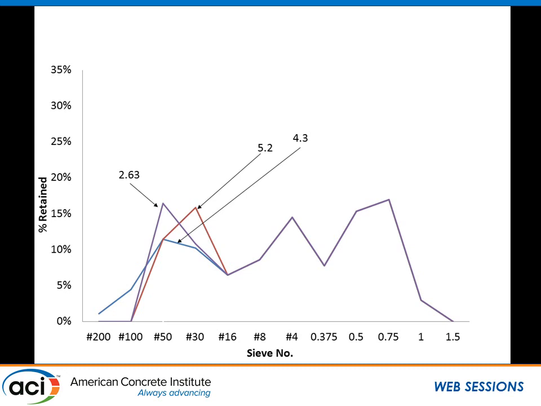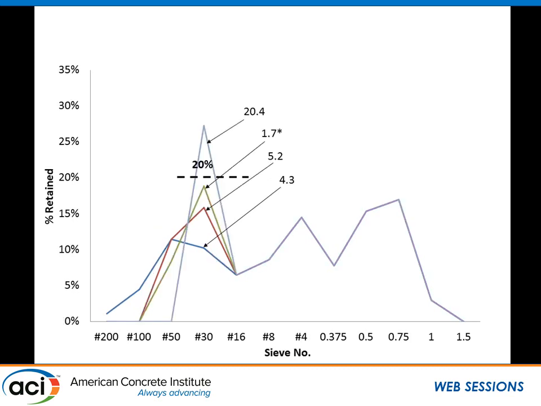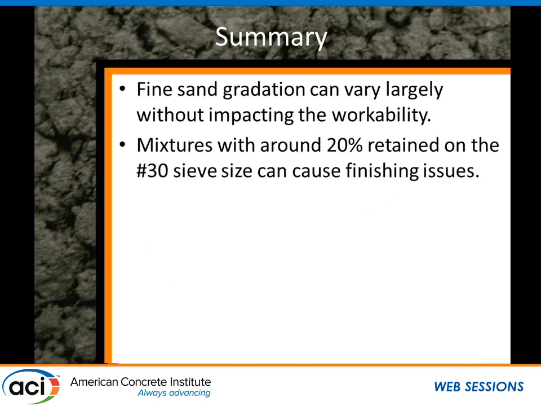So the gradation can change. It doesn't really change the response. It's about the volume of that fine sand. That's really important. That's what that says. Mixtures with around 20% retained on the number 30 sieve can cause finishing issues. We've talked about that. Fine sand gradation can vary largely without impacting the workability.